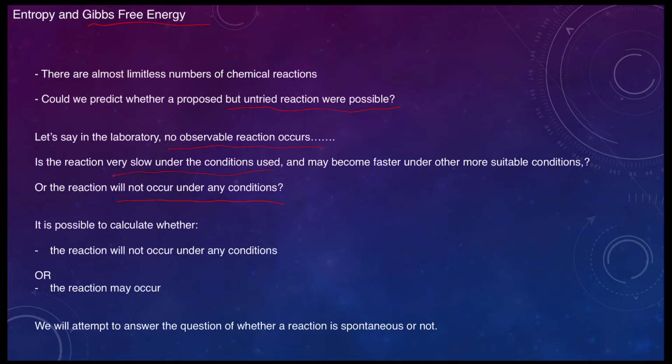Now, we can save ourselves a whole heap of trial and error and a lot of time if we can use a formula to calculate whether the reaction will not occur under any conditions, or whether the reaction may occur. And that's what we're going to work towards this week. We're going to attempt to answer the question of whether a reaction is spontaneous or not. And when we say spontaneous, we mean that it doesn't require any outside energy to get started.